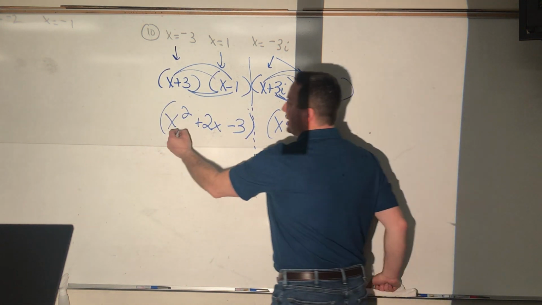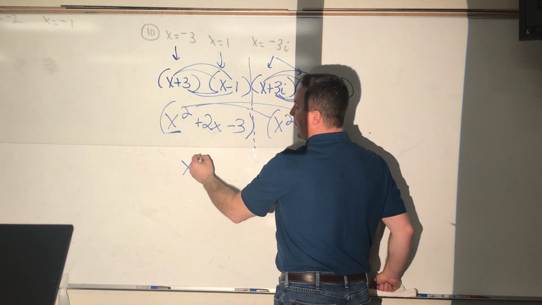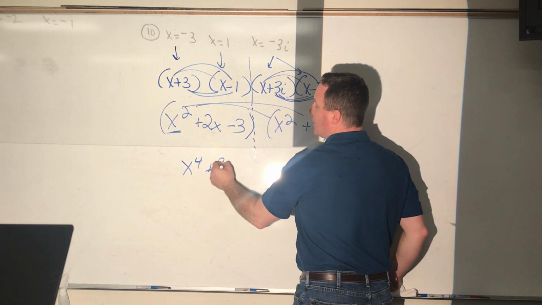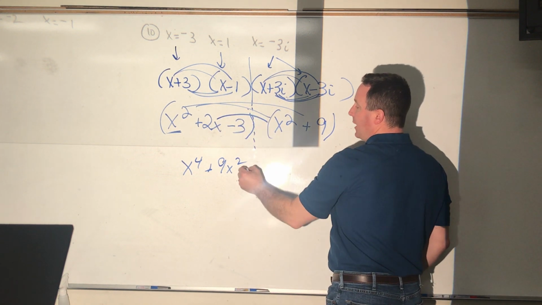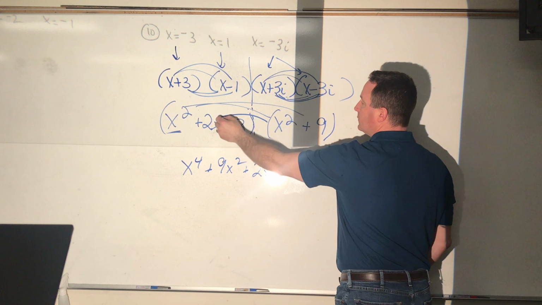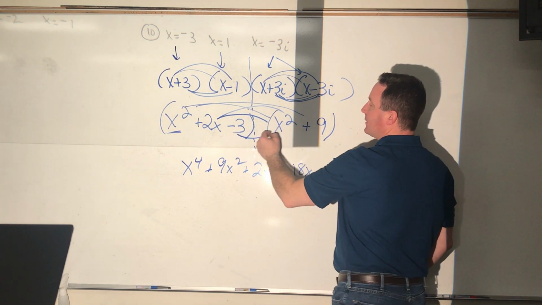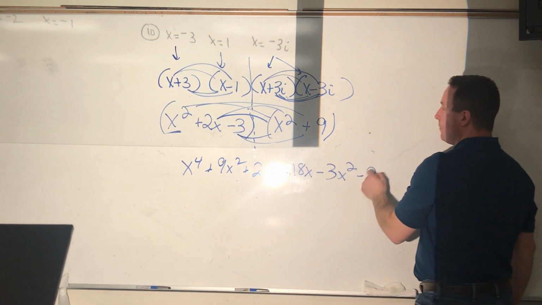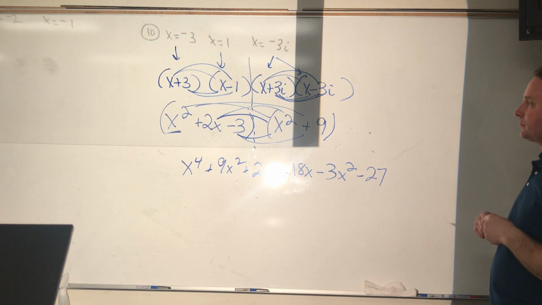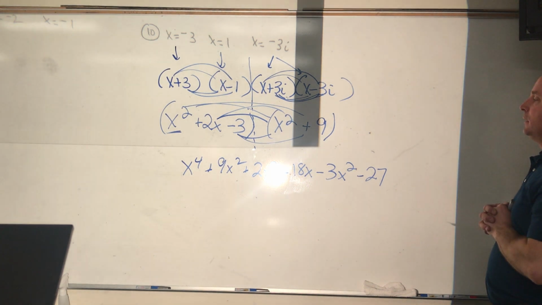I'm going to start by taking the x squared and distributing it into each of these. If I do that, I'm going to get x to the 4th plus 9x squared. Then I'm going to take the 2x and multiply it through. I get 2x cubed plus 18x. Then I'm going to take the 3 through, minus 3x squared minus 27. So 18x minus 3x, yep, I think we're good.